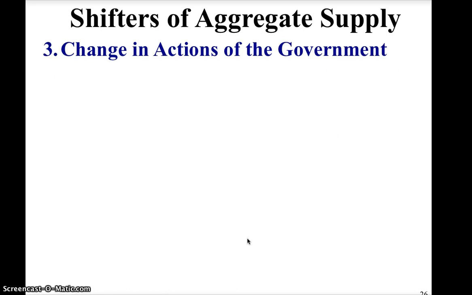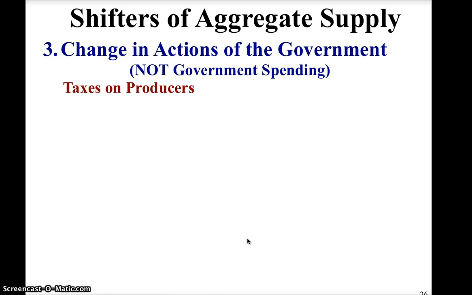A couple more shifts of aggregate supply. Changes in the action of the government, not government spending. So here we're talking about regulation and taxes, right? If there's some type of change in taxes, let's say that there's lower corporate taxes like is happening in 2017, you should see a massive increase in aggregate supply if those firms take that tax break and begin producing more with it, hiring more workers, investing in their businesses.